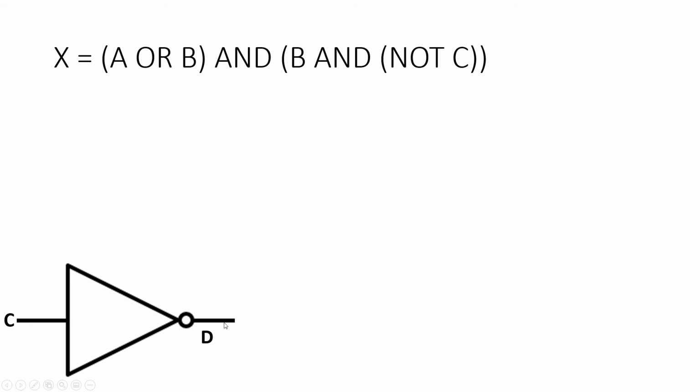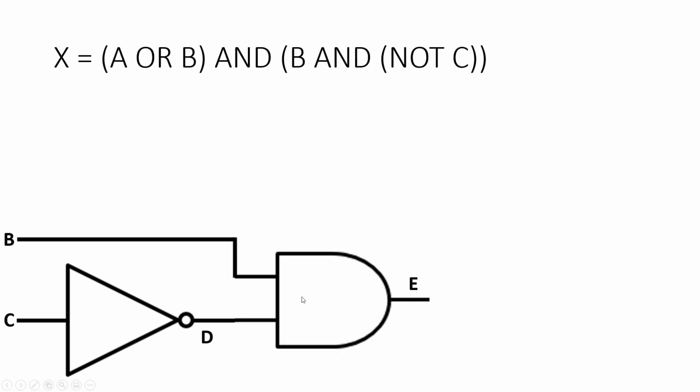So not C, working output of D. And because we're in this bracket, you might as well now AND whatever comes out of that along with B. And that's here. So there's the AND gate. So whatever comes out is coming out with B. And a working output for whatever comes out of these two inputs, I'm going to call E. So that means we've done this side of it.